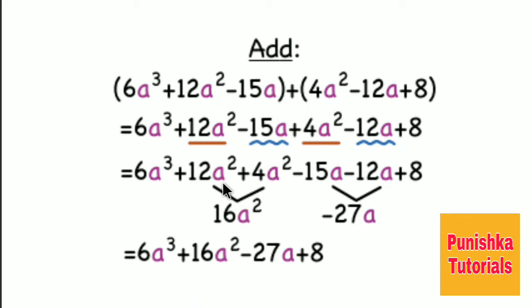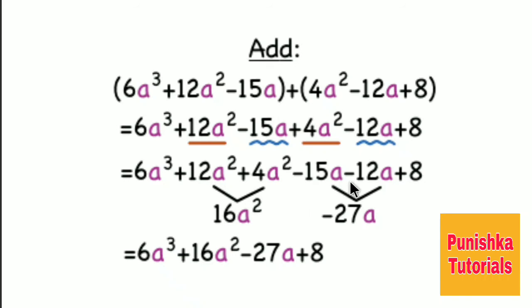Next step, that is, you have to add all the like terms together. 6a cube, we have only 6a cube. No a cube term in the second polynomial, so we will write it as it is. 6a cube will be written as 6a cube only, plus 12a square plus 4a square, both are a square terms. We will add the like terms. 12 plus 4 is 16, 16a square. So 12a square plus 4a square will be written as 16a square.